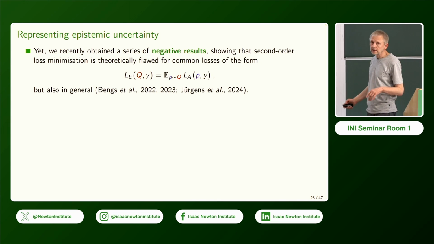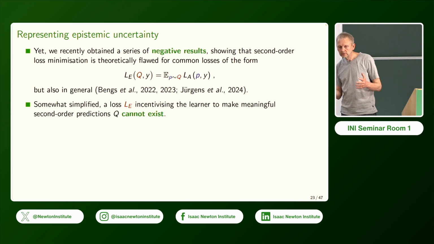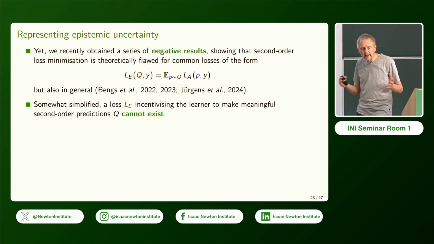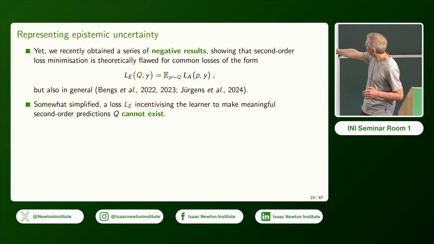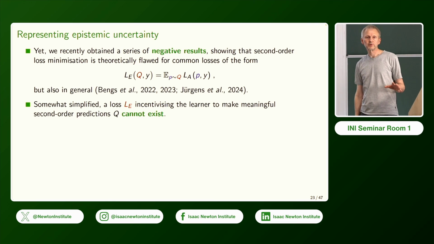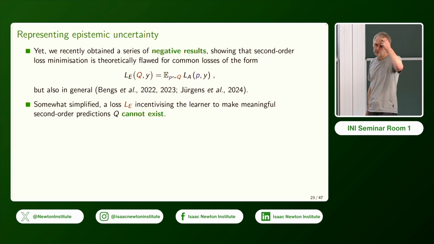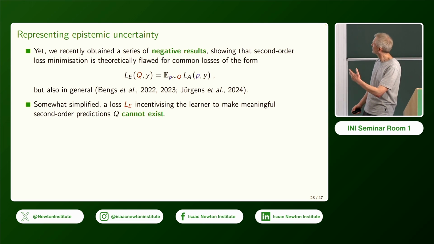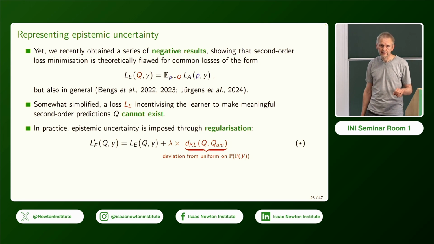But then in a follow-up work, we also generalized this and showed that there actually cannot exist any second-order loss which incentivizes the learner to make really meaningful second-order predictions. And now again, the question you may wonder: what do you mean by meaningful second-order predictions and incentivizing? I will show you on the next slide what I exactly mean.